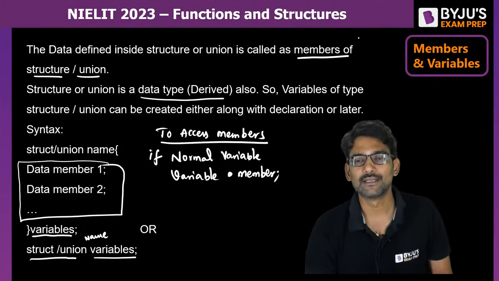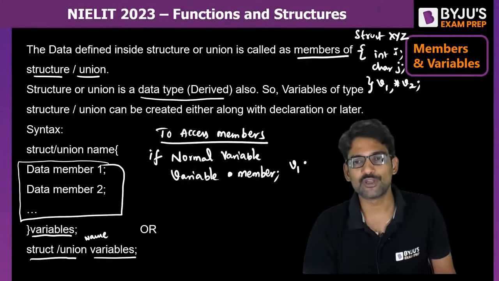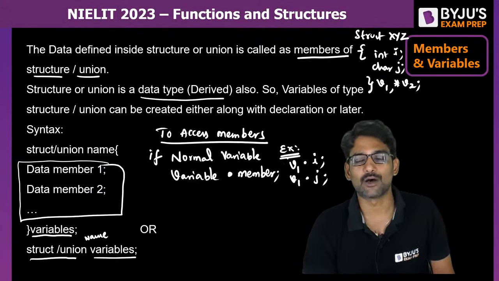For example, I am creating one structure XYZ where I have int i, char j, and variables v1 and star v2. So v1 is a normal variable, v2 is a pointer variable. So if I want to access v1 i or v1 j, I write it as v1.i or v1.j.